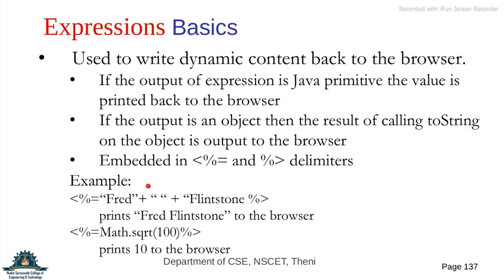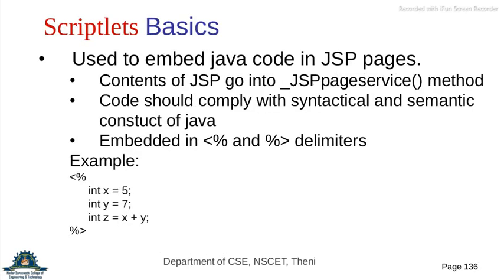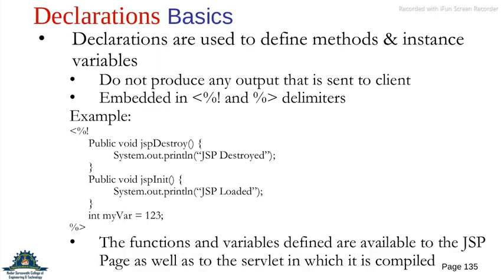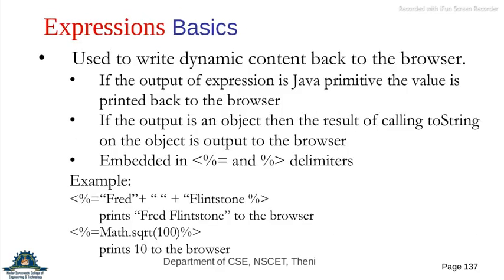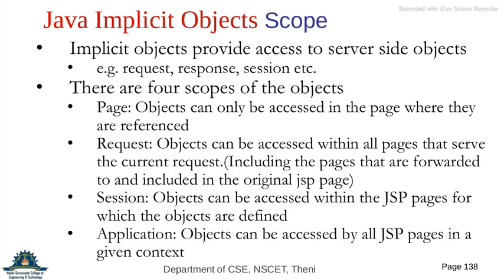Okay, have you got the point with these three things? What is meant by declaration, what is meant by scriptlets, and what is meant by expressions? You can post me in chat. Okay, thank you for the replies. The next topic that we're going to discuss is implicit objects.